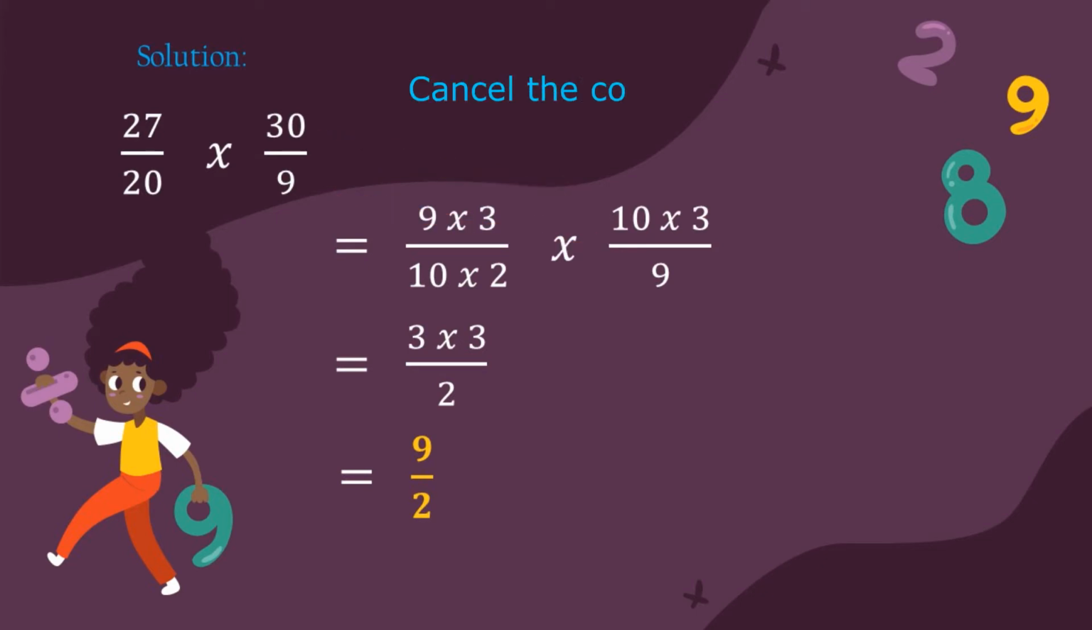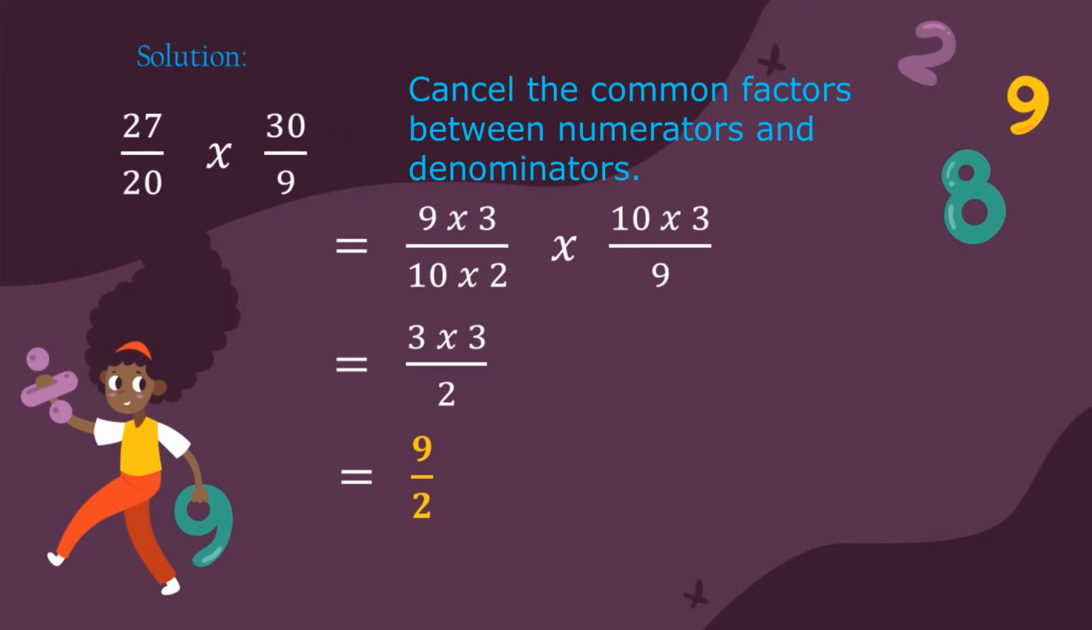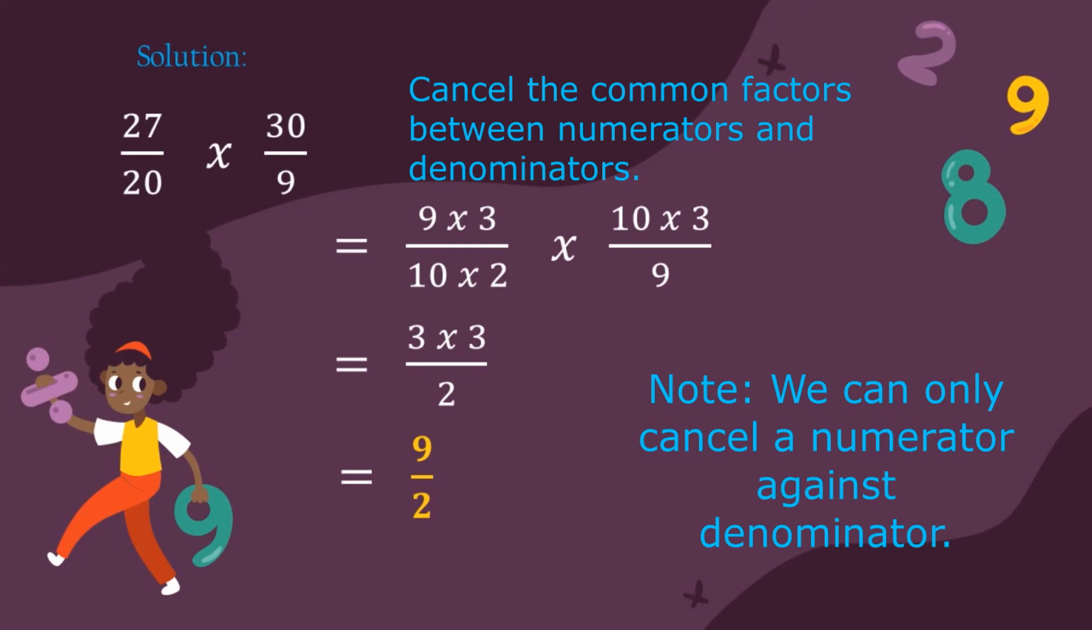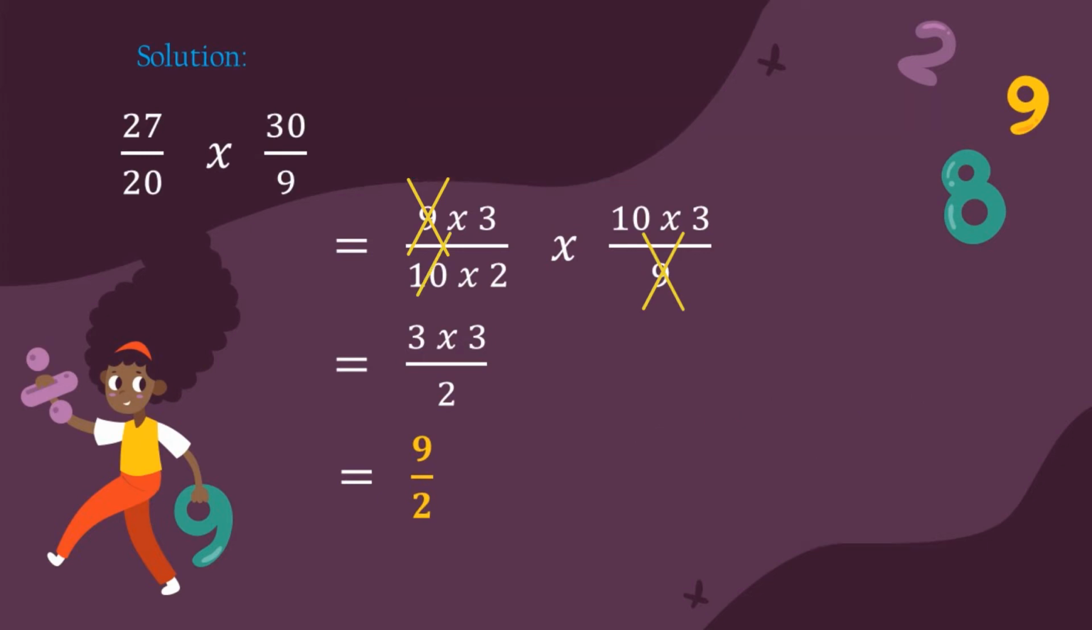So we can now cancel the common factors between the numerators and denominators, but we need to take note of this. We can only cancel a numerator against denominator. So kung mapapansin nyo, ang 9 sa numerator, makakancel lang siya sa 9 sa denominator. Also, ang 10 sa denominator, makakancel lang siya sa 10 sa numerator.